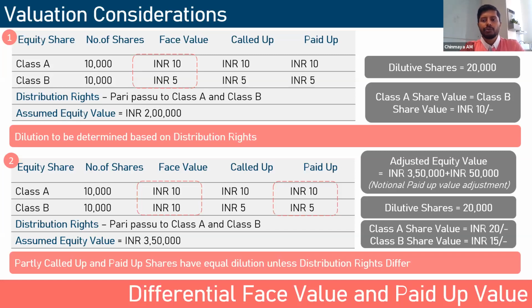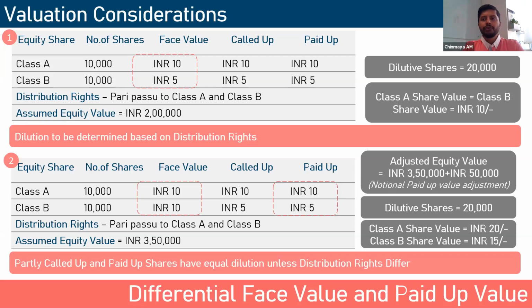Once we divide 4 lakh by 20,000, each class of shares will get 20 rupees as the value. But for Class B, when we give the valuation, it should be 20 minus 5, because that 20 I'll get only if I give one more 5 rupees. If I want to buy Class B shares, I will see that it is a 20 rupee value. However, I need to pay 5 rupees whenever it is called. So it should be 20 minus 5.